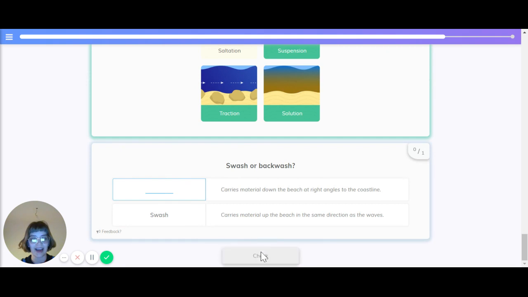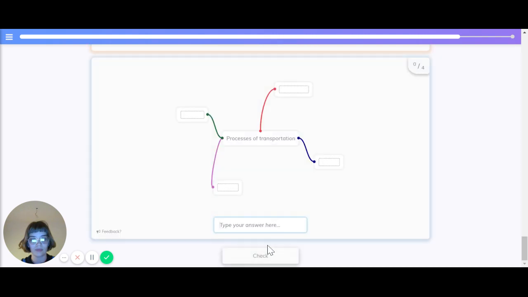So which process carries material down the beach at right angles to the coastline? The answer is backwash. Quickly recap the process of transportation one more time.